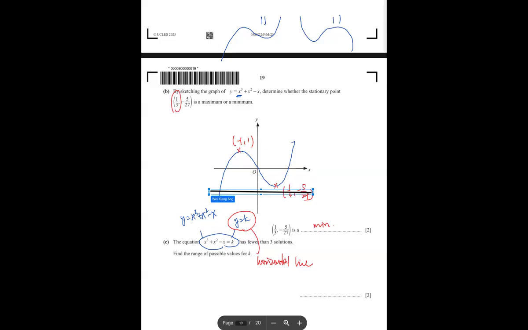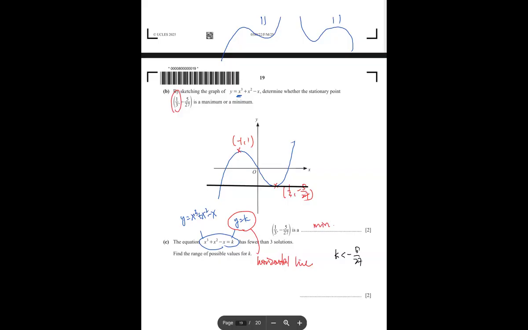Okay, and if it's exactly here, if it passes through your turning point, it will have exactly 2 solutions. So the region in which you have fewer than 3 solutions, so here is exactly 2. If it goes any higher, it will cross at 3 points. Okay, so one region is when your k is less than -5/27. It needs to be below or touching your minimum point.